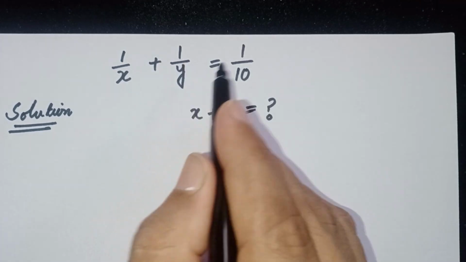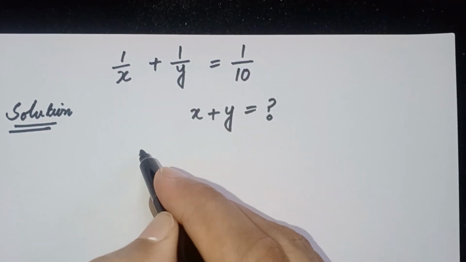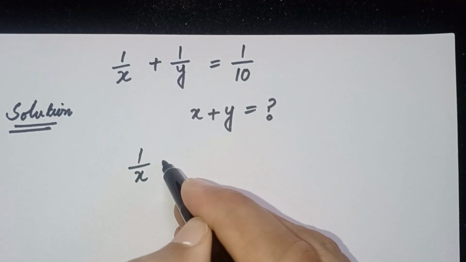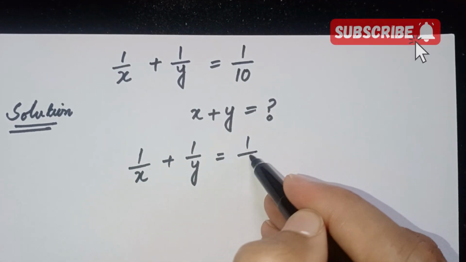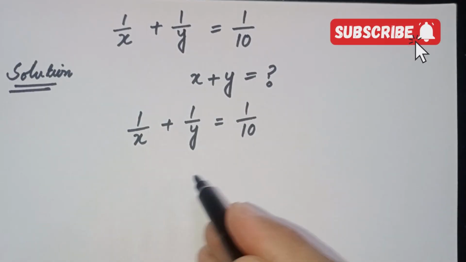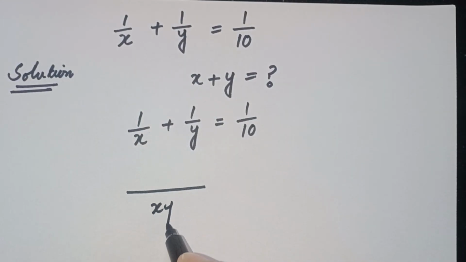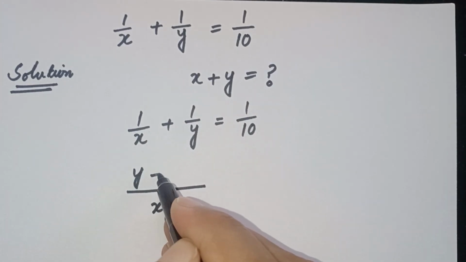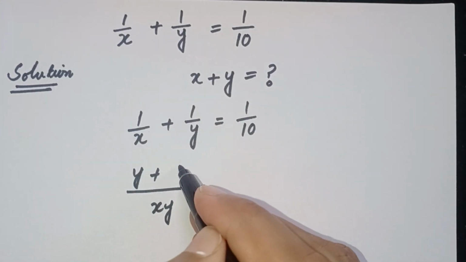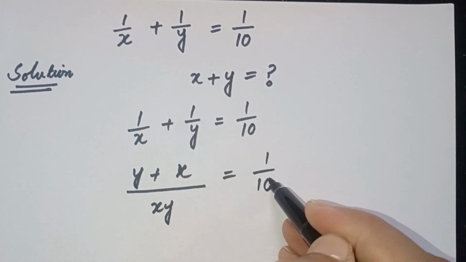Today we are going to solve a great question, which is 1 over x plus 1 over y is equal to 1 over 10. So x plus y are unknown. So let's begin. 1 over x plus 1 over y is equal to 1 over 10. So by taking LCM, we have xy. So xy divided by x gives y, plus xy divided by y gives x, is equal to 1 over 10.